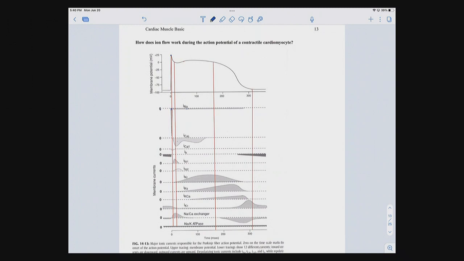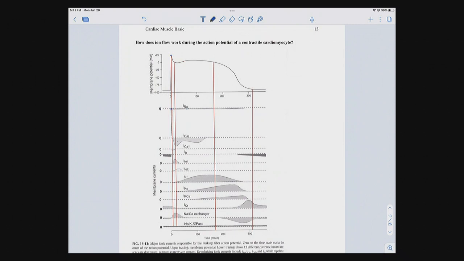One of the other differences is that in the undulating membrane potential of the pacemaker type of cells, it is the calcium that is the main driver in the initial depolarization. When it comes to the cardiomyocytes that are contractile in nature, it is the voltage-sensitive sodium channels that are the initial depolarization factor. And then the calcium comes in after that. So there's a difference between those as well.